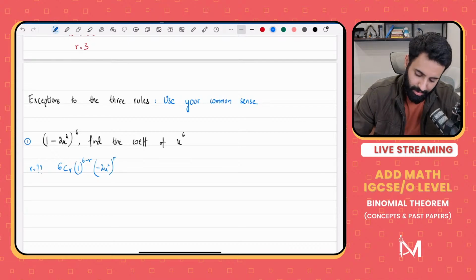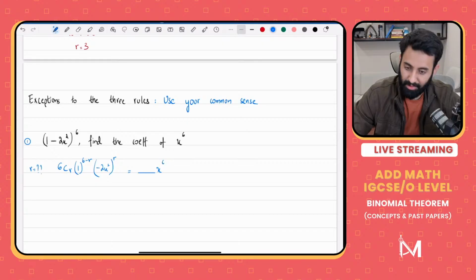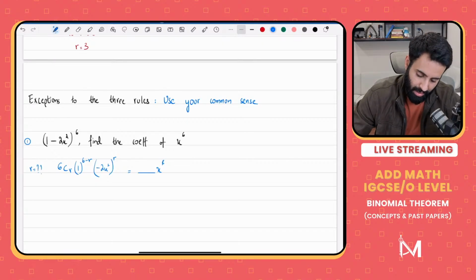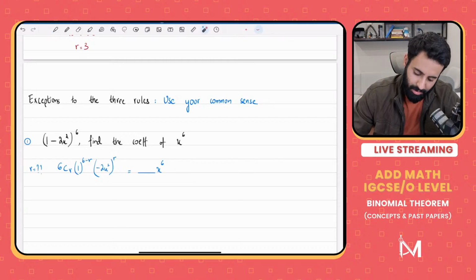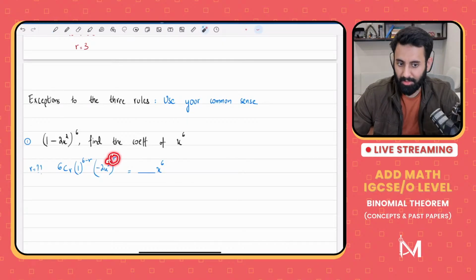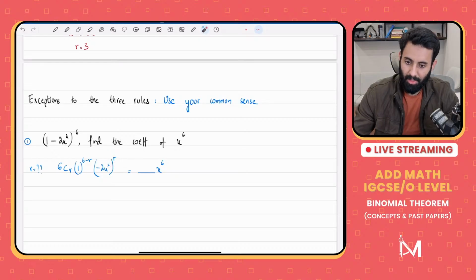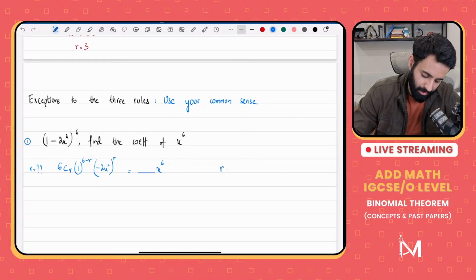Now tell me, what should you have on r so that in the end, the power on x is 6? Think about it. What should be the value of r so that when 2 and r get multiplied, you get 6? Obviously, the answer is 3. So the value of r that you're looking for is equal to 3.